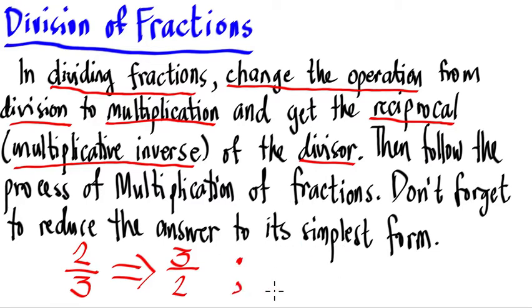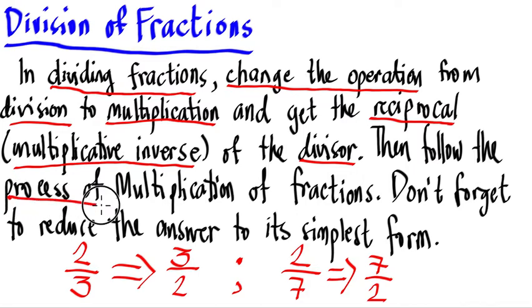One more example will be 2/7. 2 over 7, its reciprocal is, I think you know that, 7 over 2. Okay, so that's how we get reciprocals. So we change the operation from division to multiplication, provided we change the divisor, the second number, and get its reciprocal. After that, we follow the process of multiplication, which makes things easy from there. And don't forget to reduce the answer to its simplest form, as always.